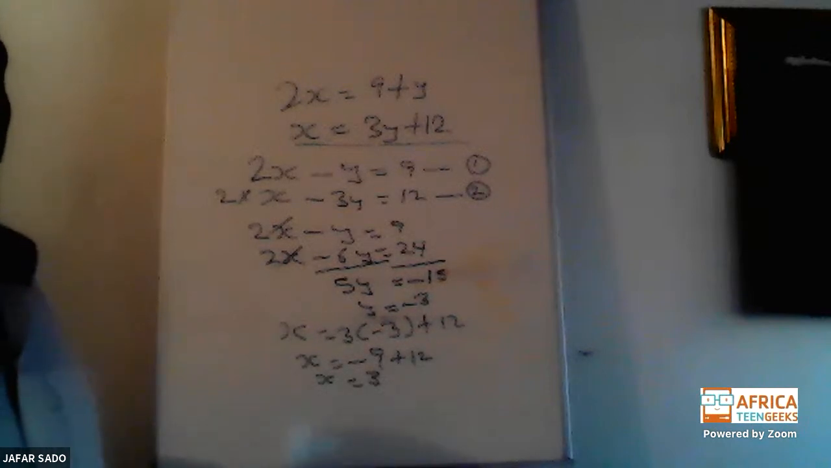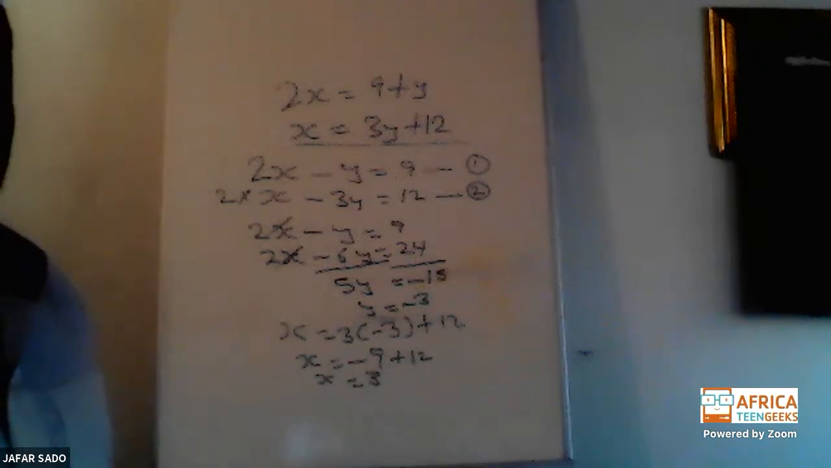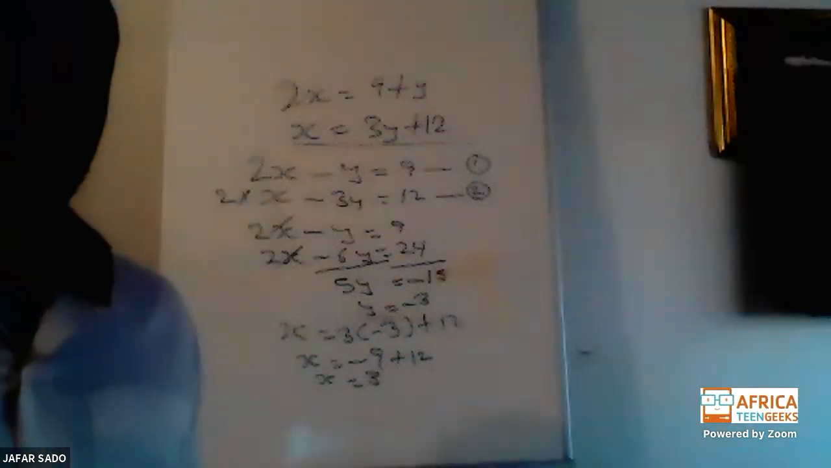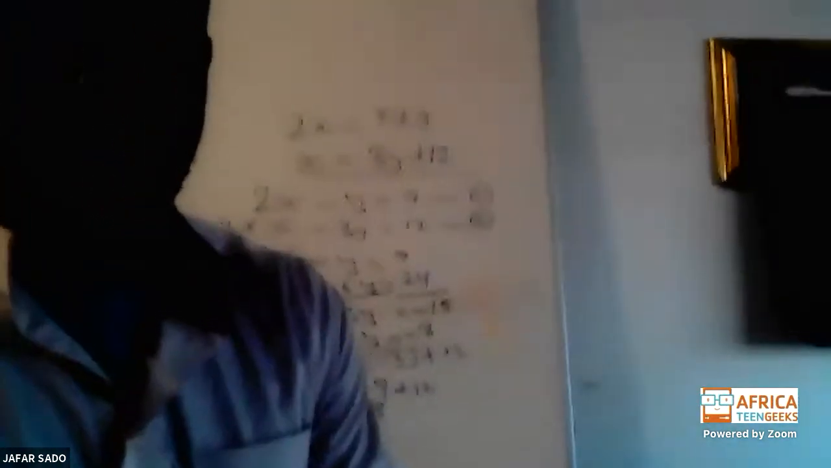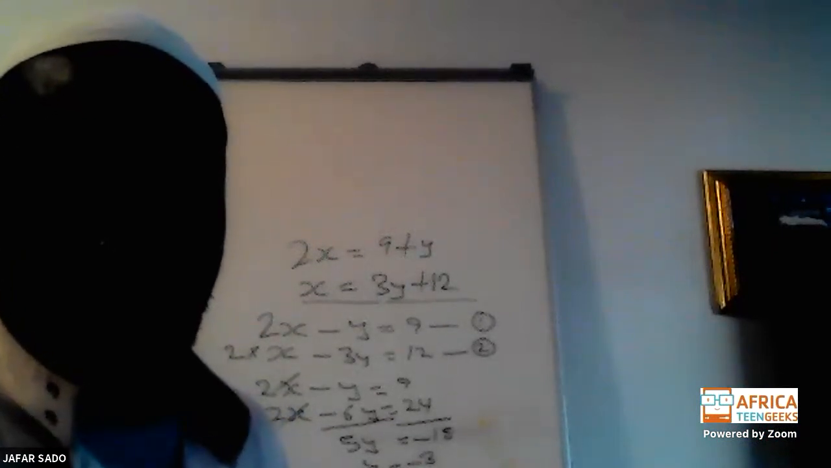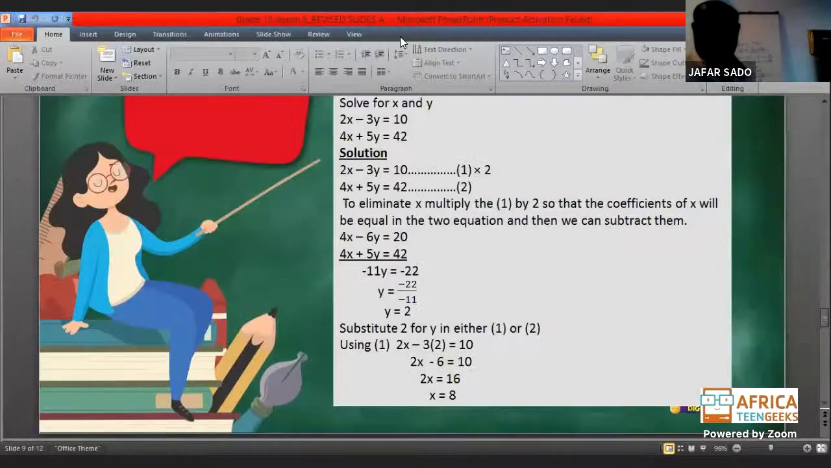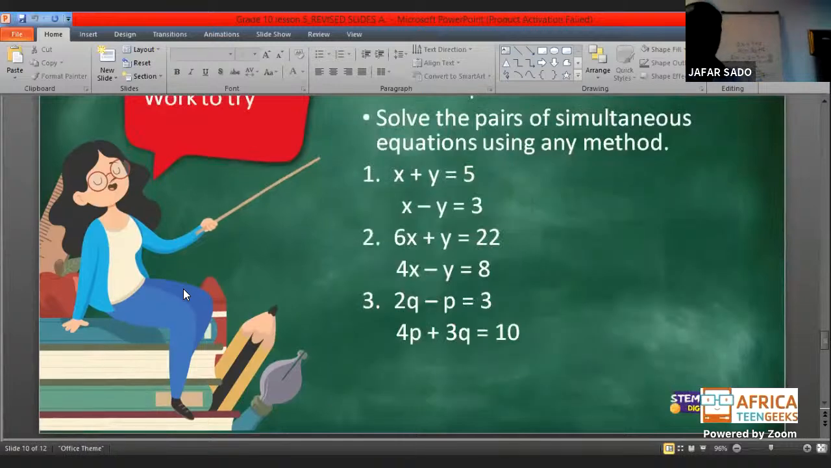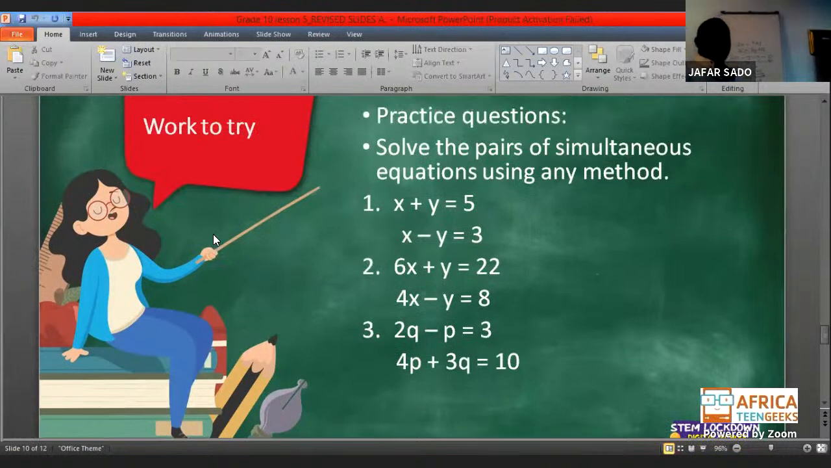So that's how far we can go in today's lesson. I've got some practice work for us to do. So let's go back to our slide. I've got some practice work for you to do. All right. So as practice, let's try to work out this. Practice question: solve the pair of simultaneous equations using any method. Use any method you want to solve this.